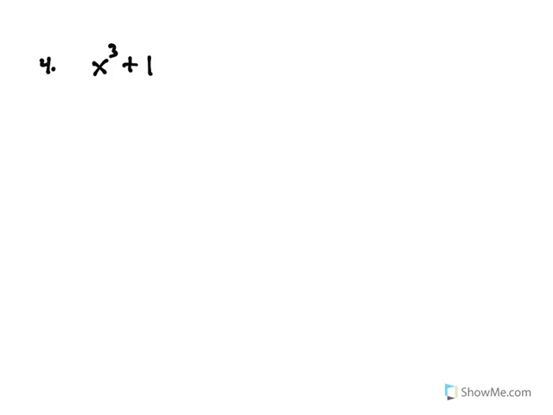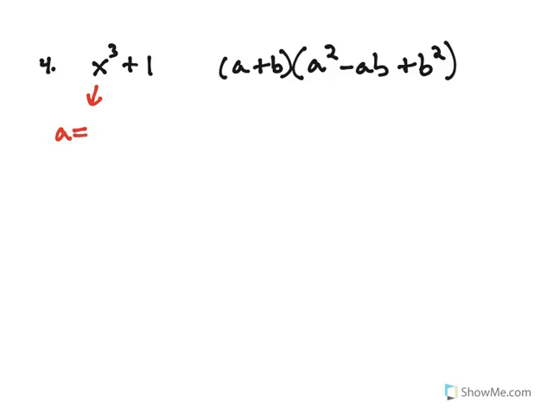Okay. Those two are perfect cubes, and now we're doing the sum of two perfect cubes. So we're going to use this formula, okay? A plus b, a squared, minus AB plus B squared. So go ahead and designate this as A equals the cube root of x cubed, and B is the cube root of 1. So in this case, the cube root of x cubed is just x, and the cube root of 1 is just 1.